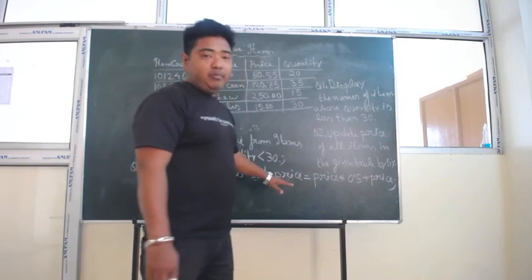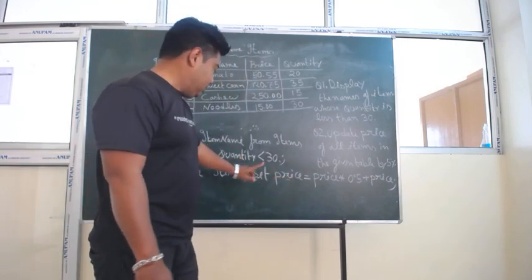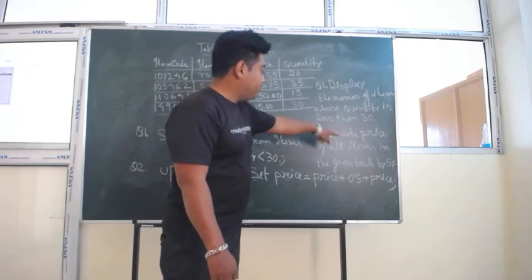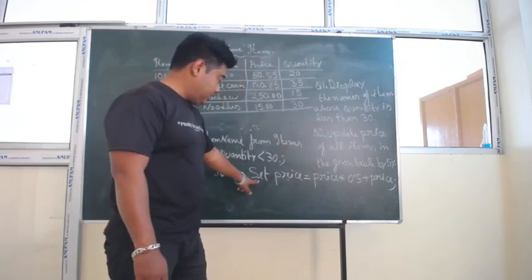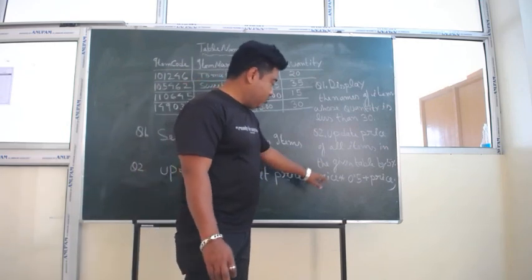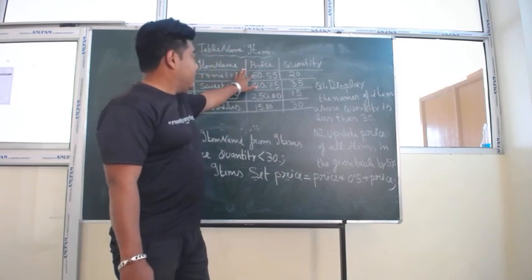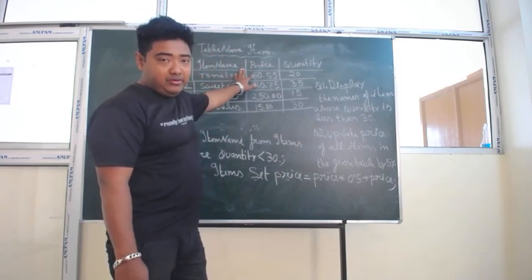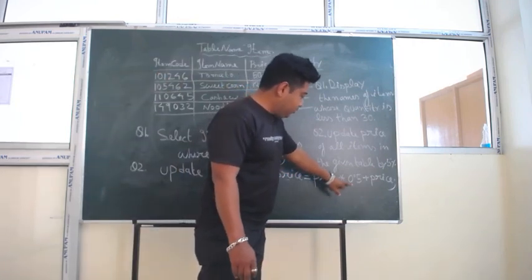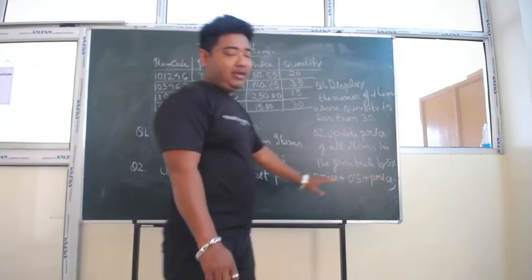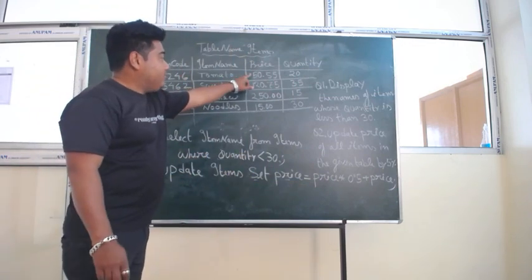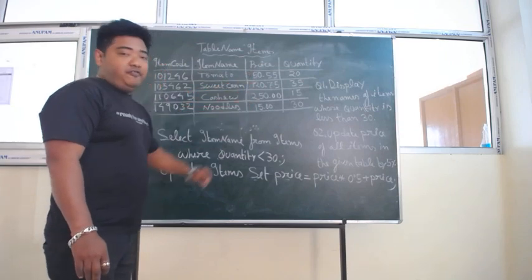Now where we have to update, where we have to change, that one you have to see. So set price, because price I have to change. So set price equal to percentage. 5% we have to increase. So whatever the existing rate into 5% plus the rate. So price into 5% plus price will increase the price of all the items by 5%.